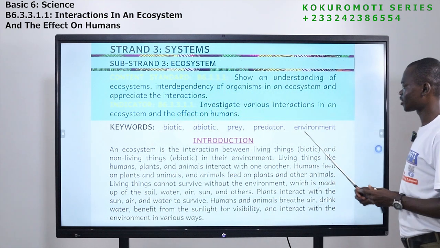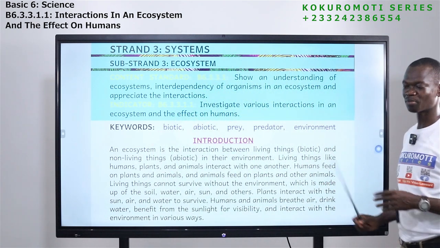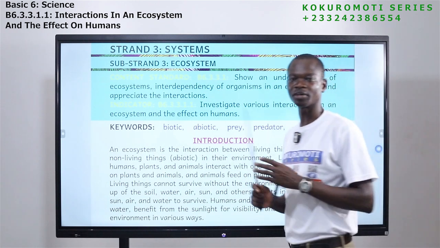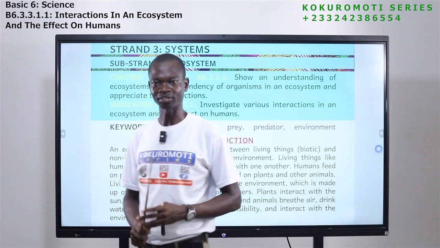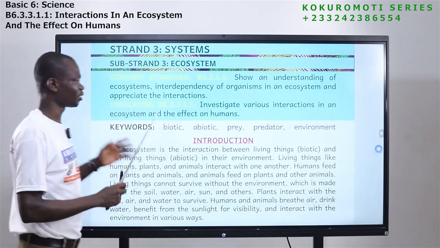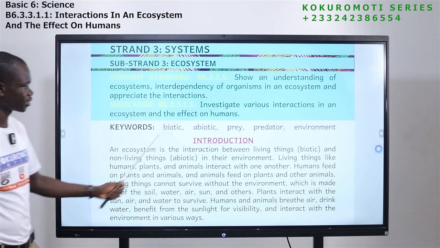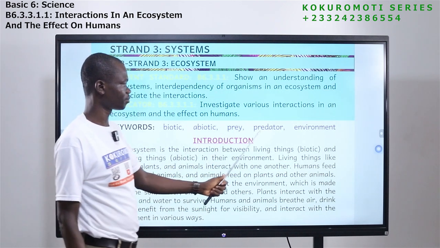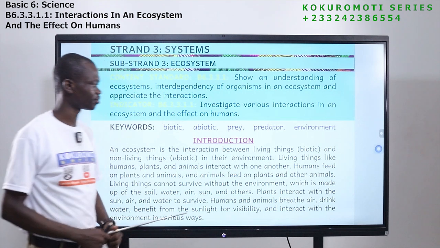The next one is environment. So environment, we are talking about the things that are around us. So we've seen the keywords: biotic, abiotic, prey, predator, and then we have environment.